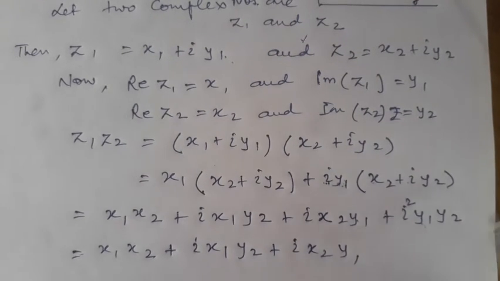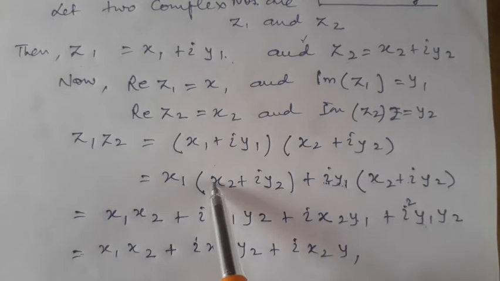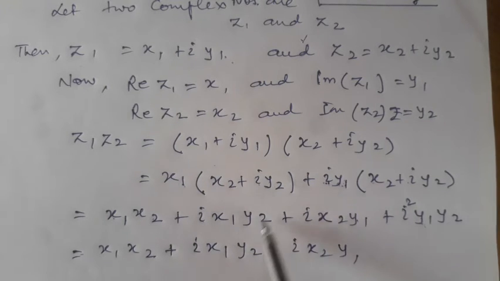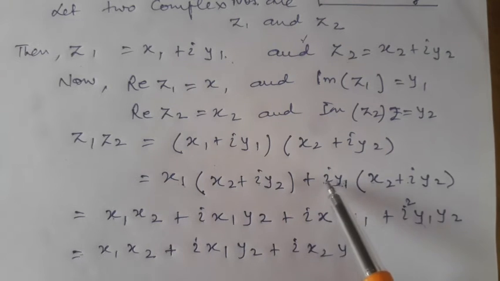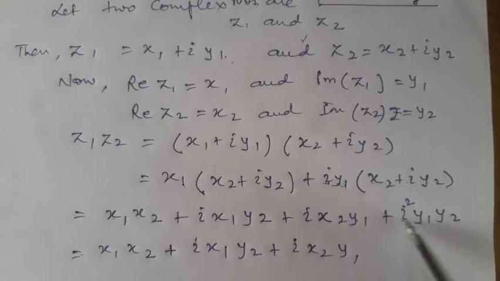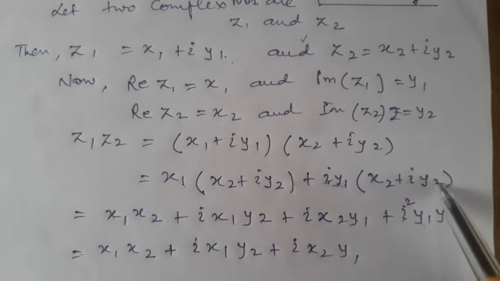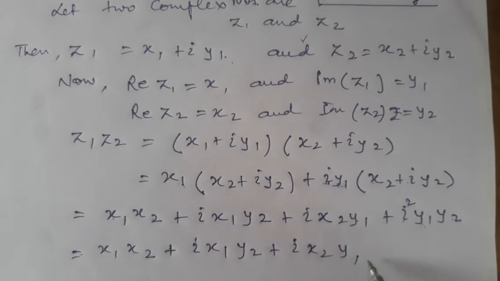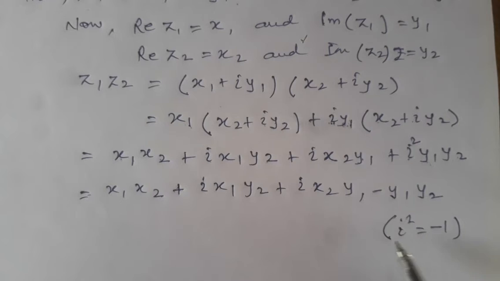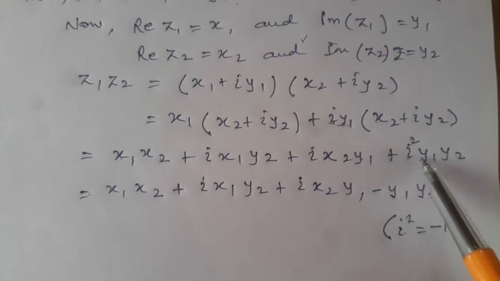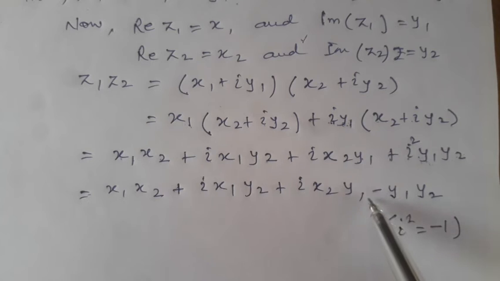Okay, here please see again, this is x1 into x2, iota x1 y2, iota x2 y1, and iota into iota is iota square y1 y2. And this will be minus y1 y2 since iota square is equal to minus 1. Since iota square is equal to minus 1, minus 1 multiplied by y1 into y2 will be minus y1 into y2.